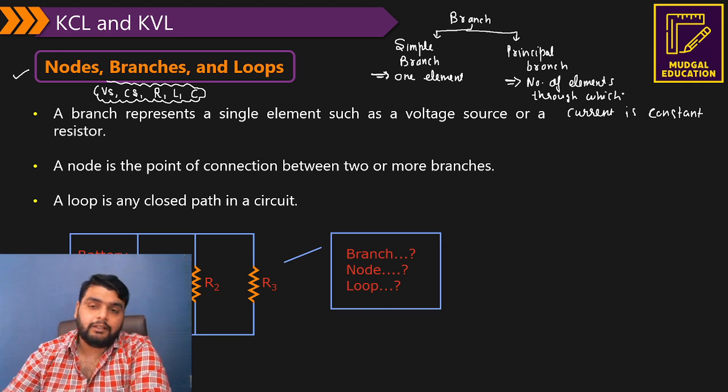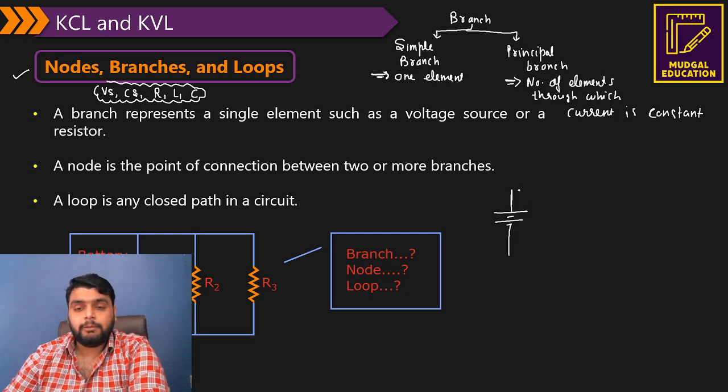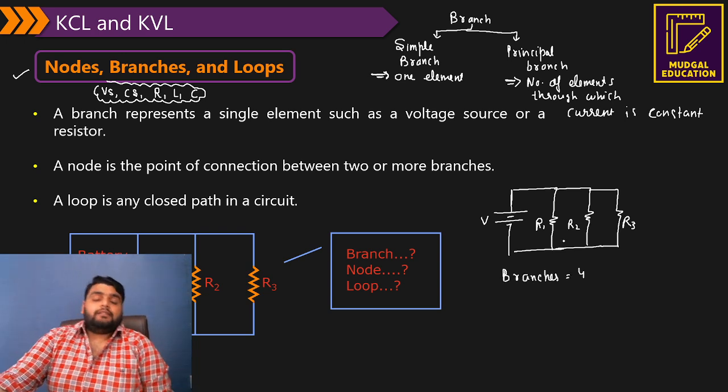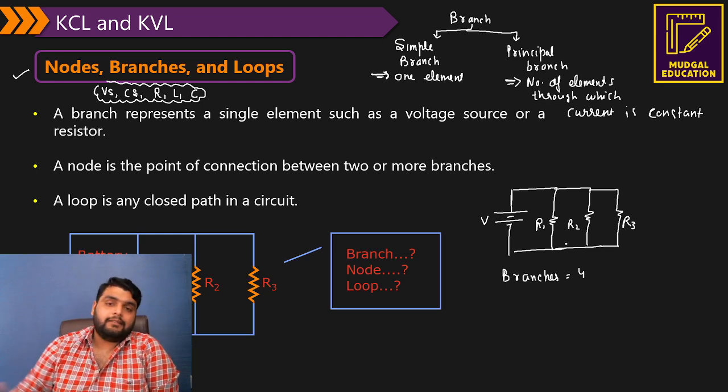For example, if you observe this circuit, let me draw a circuit here. I guess the circuit is hidden, so let me draw the circuit again. So if you observe this circuit carefully, if I ask you how many branches it has, then you can easily tell me that sir, the number of branches here is 4, because 4 elements are connected, and that is absolutely correct.